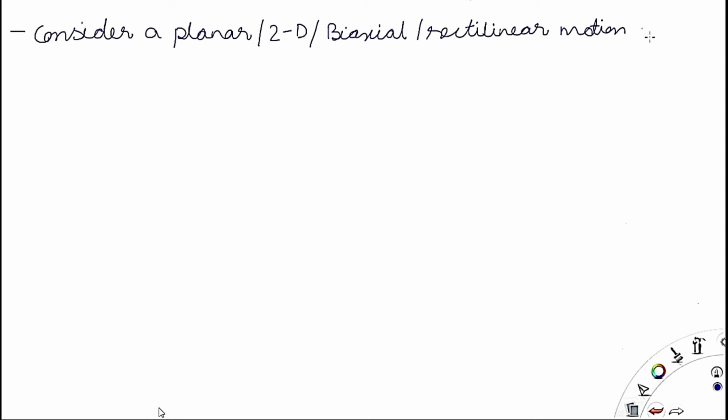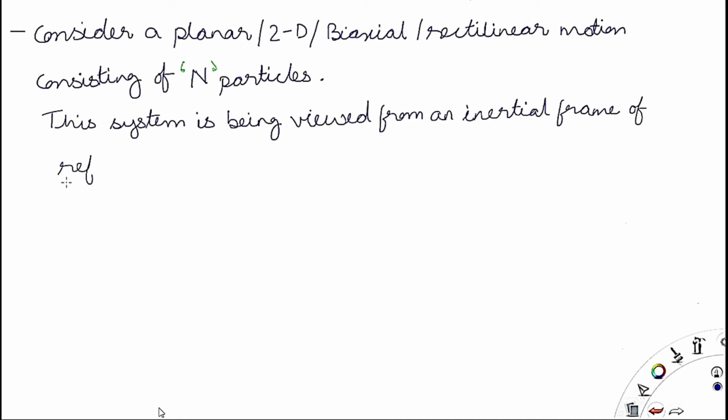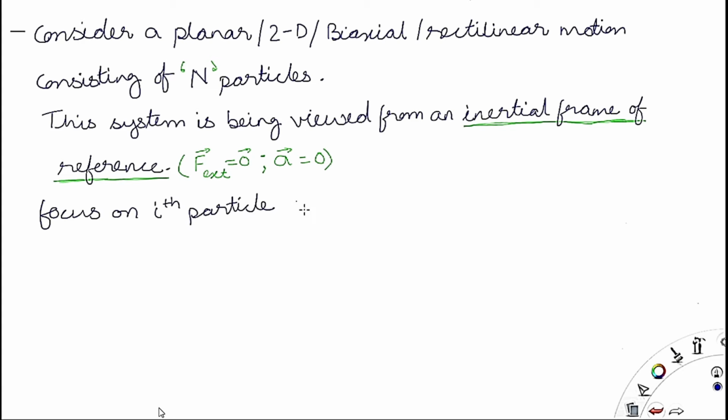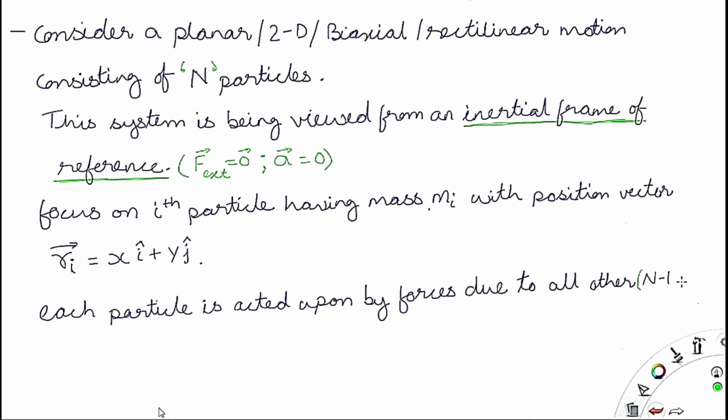Now we will consider a planar motion. Planar motion requires two axes, so it's biaxial or 2D, because a plane is a 2D figure. Also rectilinear, because the axes are perpendicular to each other, meaning x and y axis. So now we will see a motion in the xy plane or any 2D plane, xy, yz, zx, any one. Once again, this is a case of n particles, and we have to find the center of mass and understand the laws of motion using this.